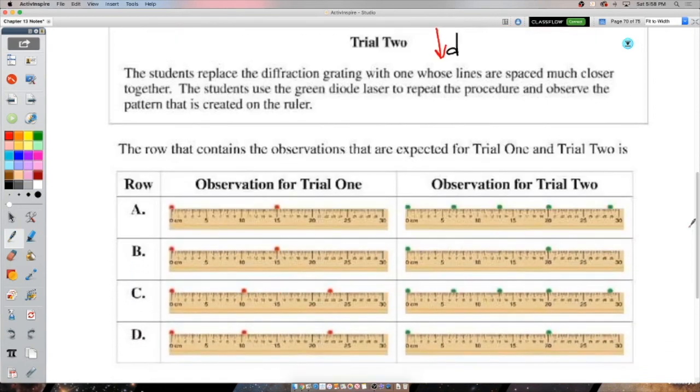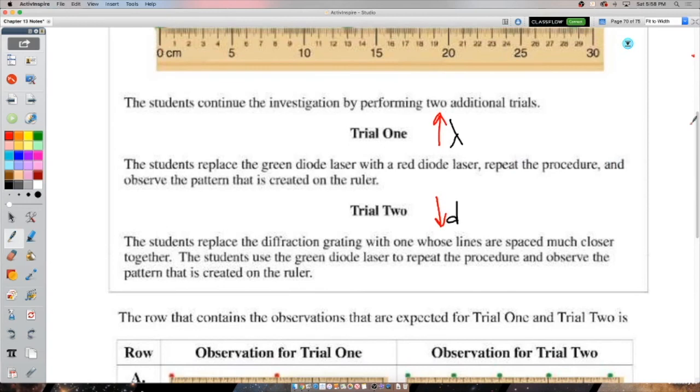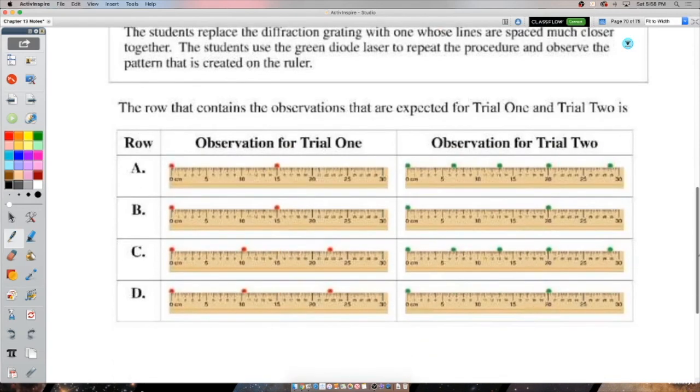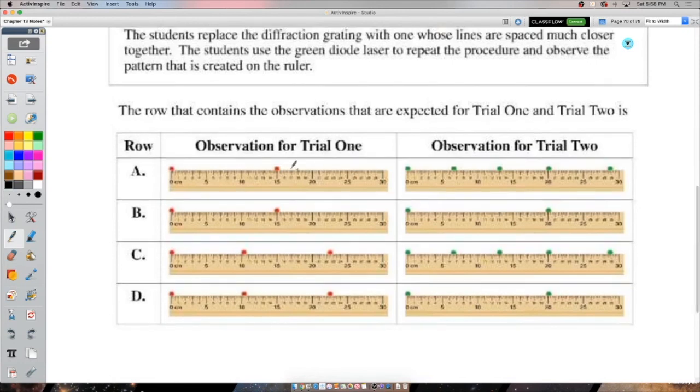All right, the row that contains the observations that are expected for trial 1 and trial 2 is... So essentially, how will the pattern change based on the changes they've made to the variables? When doing that, let's just use our approximation. It's way easier, okay? And so essentially, what's the difference between all of these? Just x, right? The only thing that's changing in our observations is how far apart the dots are. So we're just looking at x once again.